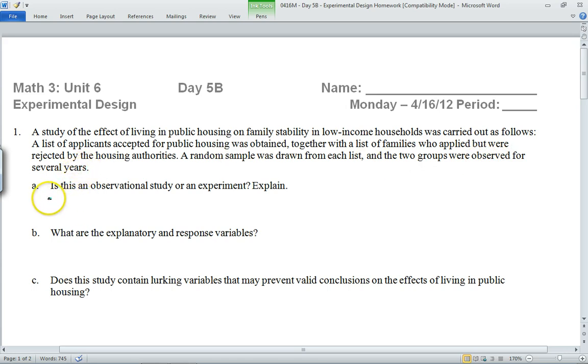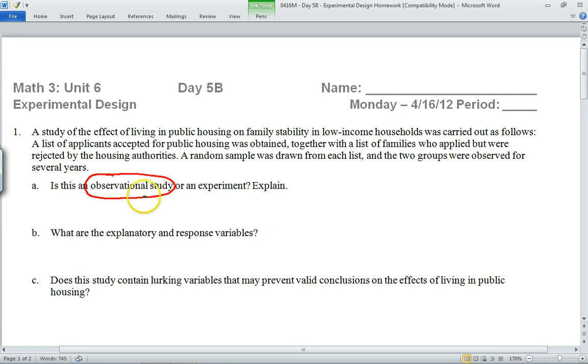Okay, first of all, is this an observational study or an experiment? Explain. So just answer out loud. What did you guys say? Observational study or experiment? Just blurt it out right now. Okay. This is an observational study.